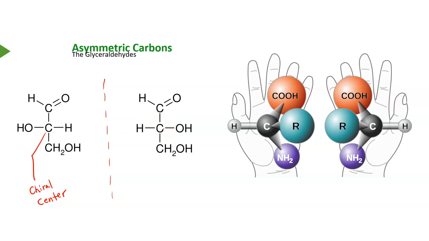And what we have to have are 4 different unique things attached. And on these sugar molecules, all the carbons in the middle are going to be that. Once we get to this carbon down here, we have 2 hydrogens attached. So this is not a chiral carbon. This carbon only has 3 things attached. It's not a chiral center. This carbon has 4 things attached to it that are different and unique, so it makes this a chiral center.